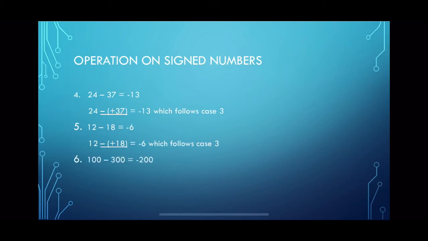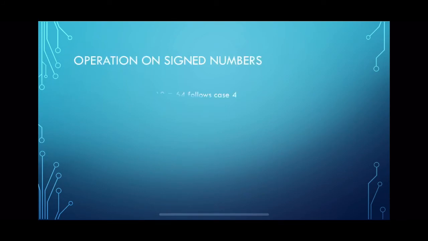For number 6, 100 minus 300 is equal to negative 200. So it also follows case 3 as 100 minus positive 300, which is equal to negative 200. So for number 7, we have 45 minus negative 19. This follows case 4, wherein negative multiplied by negative is equal to positive. So 45 minus negative 19 will become 45 plus 19 and the answer is 64.